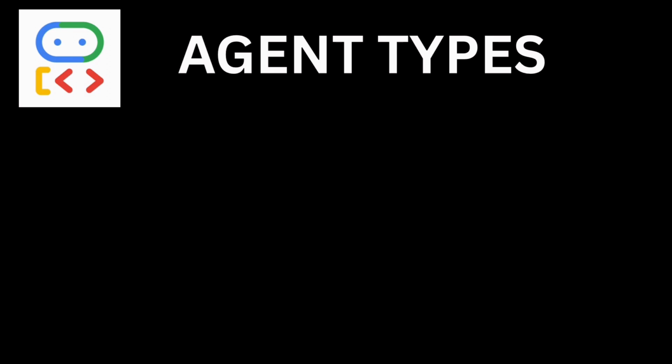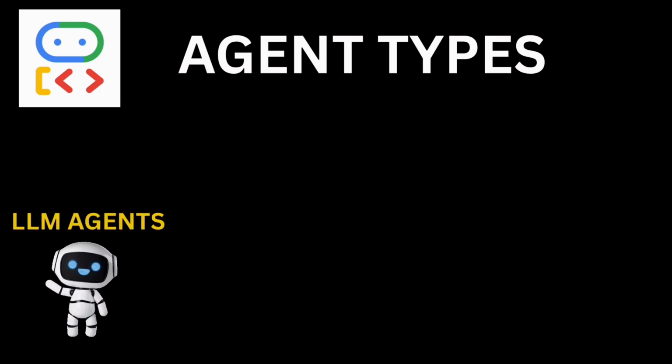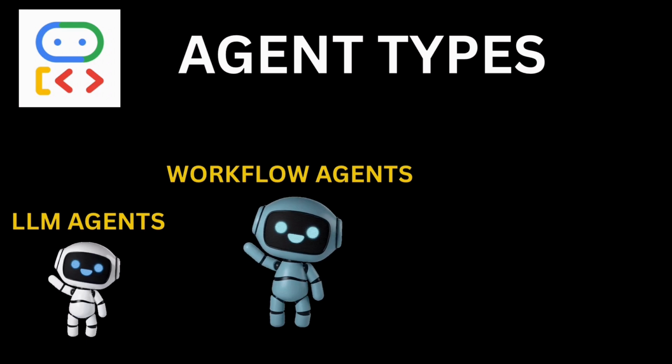In ADK, all agents are built on a powerful foundation, but they fall into three distinct categories, each suited for different tasks. First, we have the LLM agent, the smallest but most dynamic. These agents use a large language model to reason, plan and act in natural language workflows. Next are workflow agents. They are bigger and more structured. These control execution flow, like running steps in sequence, in parallel or in loops.